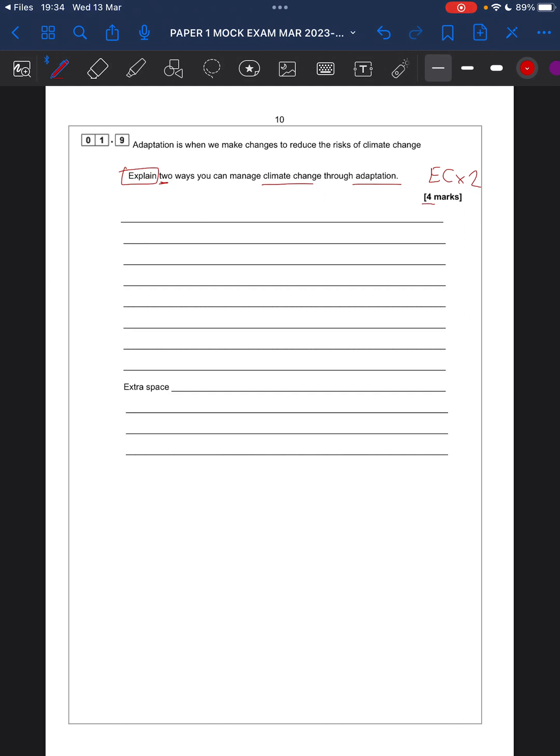So here, there's all manner of things you could talk about, but remember, adaptation, okay, is changing to live with the problem of climate change. You are not mitigating it. Mitigation is when you're trying to stop or slow climate change. So renewable energy, recycling, electric cars, riding bikes, using public transport. All of that is mitigation. Adaptation is changing to live with it.